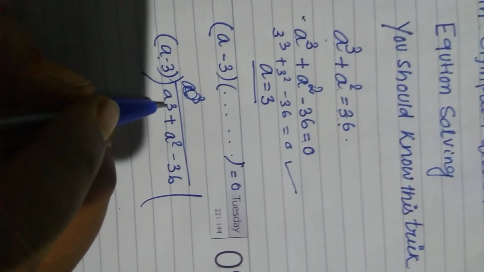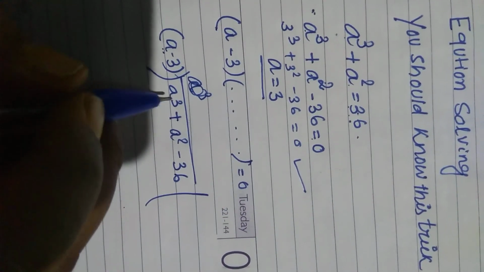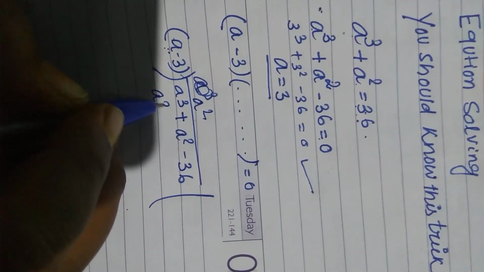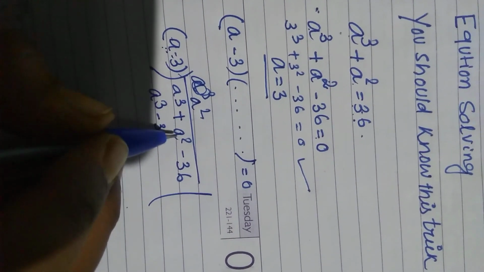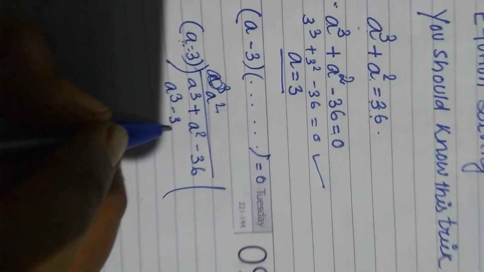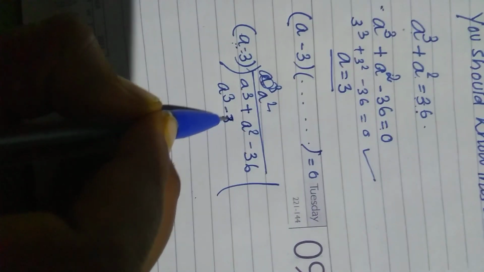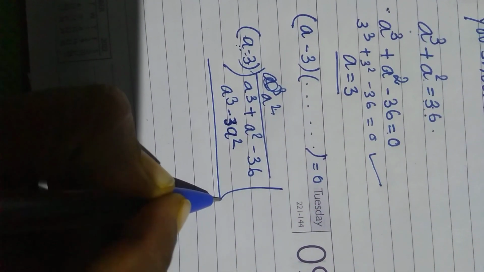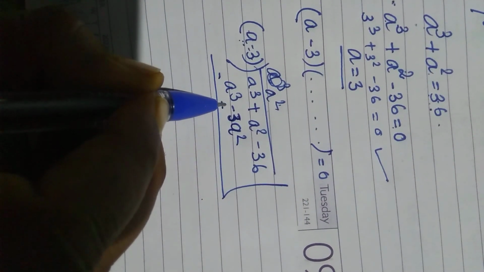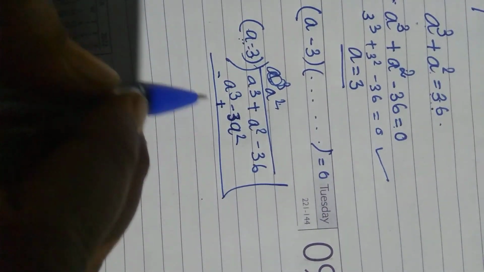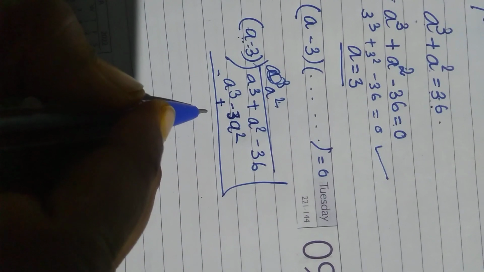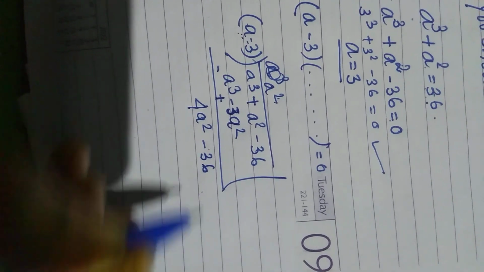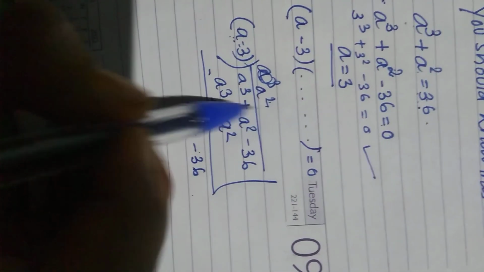You need to have a cube here, but we only have a. So we put a square, so that when we multiply, a times a square gives you a cube. Also, you have to notice that this constant also has to be multiplied. Minus 3 times a square gives you minus 3a square. Now we will subtract it, so we change the signs. a cube minus a cube gets cancelled. a square plus 3a square gives you 4a square. And then we take down negative 36.